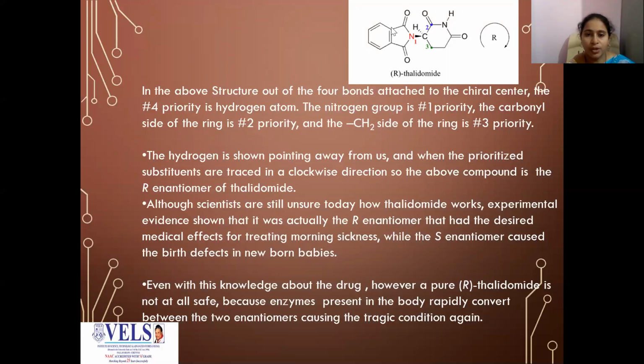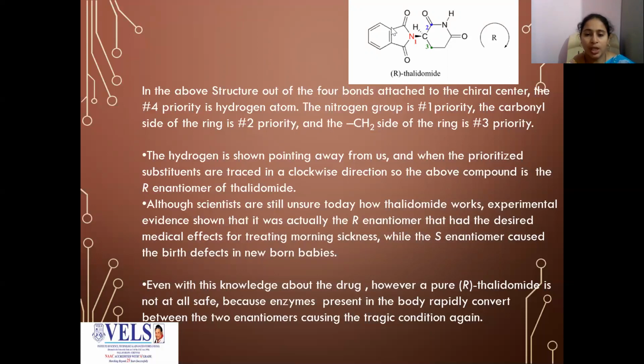Then, when prioritization of all the groups is completed, we have to trace. When we trace in the 1, 2 and 3 direction, it is clearly seen that the direction is clockwise. So the enantiomer we are discussing here is the R enantiomer of thalidomide. Although scientists are unsure today how thalidomide works, experimental evidence showed that it was actually the R enantiomer that has the desired medical effects for treating morning sickness, while the S enantiomer caused the birth defects in newborn babies.